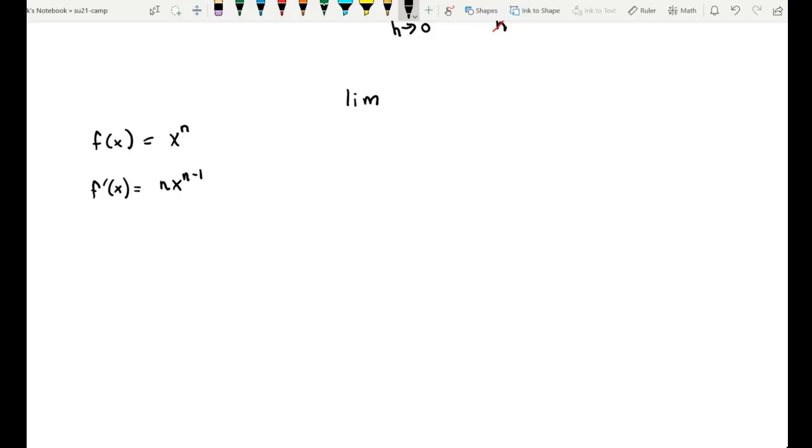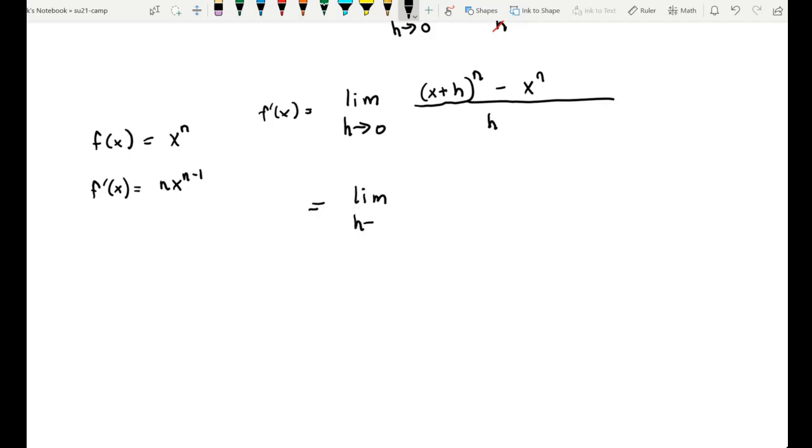So if you're interested, you might want to look up something called binomial expansion. Let's just pretend that n is a positive integer. So you'd have x plus h to the power n minus x to the power n. That's the change in the y values. And the change in the x values is h. And then we would take a limit as h goes to 0. And what would happen is that you would try to find a general formula for x plus h to the power n. And there is one, binomial expansion.